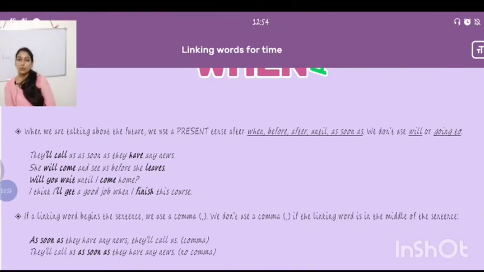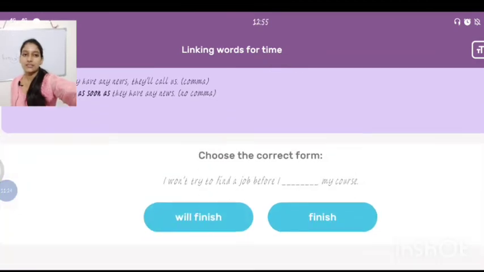If a linking word begins the sentence, we use a comma. We don't use comma if the linking word is in the middle of the sentence. Remember that. जब भी हम लिंकिंग वर्ड को सेंटेंस के बीच में यूज करते हैं तो कॉमा की जरूरत नहीं है. ऑलरेडी लिंकिंग वर्ब अपना काम कर रहा होता है. पर अगर हम लिंकिंग वर्ड से ही सेंटेंस को स्टार्ट करते हैं देन वी डेफिनेटली नीड टू यूज कॉमा. As soon as they have any news, comma, they will call us. They will call us as soon as they have any news. So very important it is.